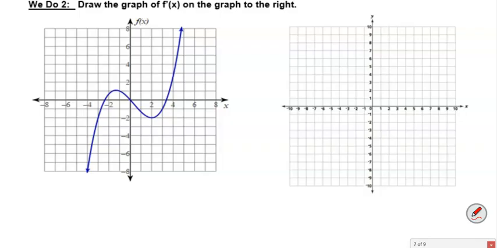Again, looks to me like this is where my maximum is. This is where my minimum is. So that looks like it's a little bit left of -1. So I'm going to put it right there. And then this one's at 2, going to put it right there. So again, let's talk about this. So we're going positive, that's going to be above, right? So that's going to be above.